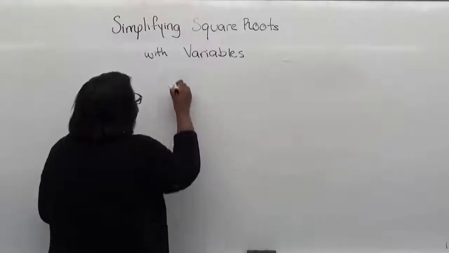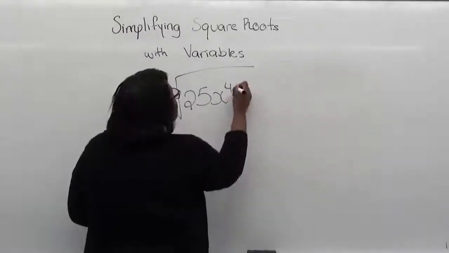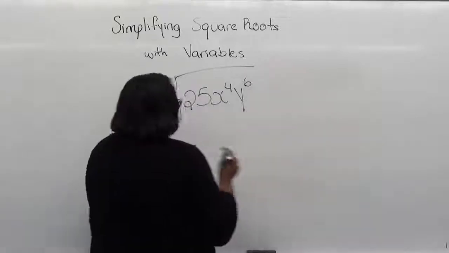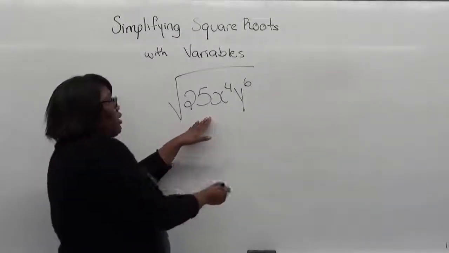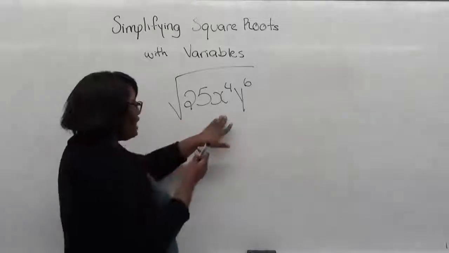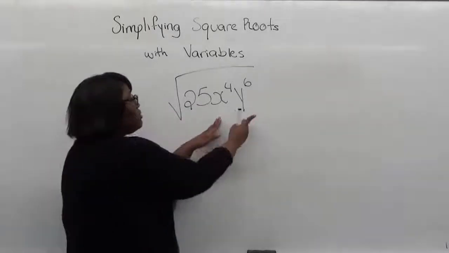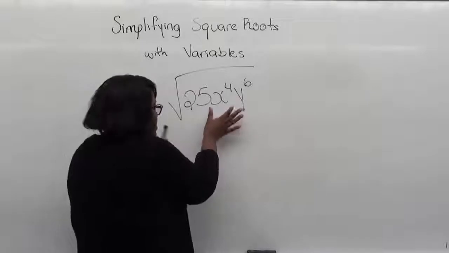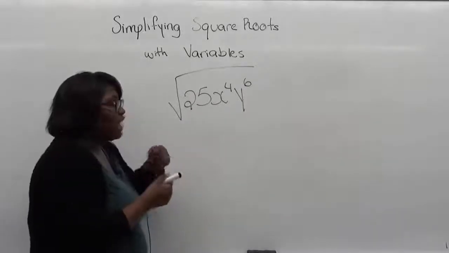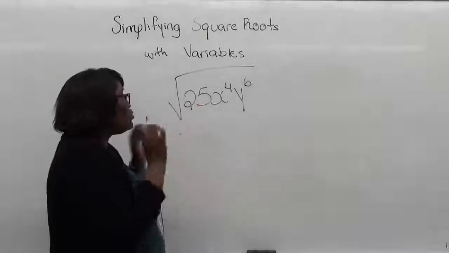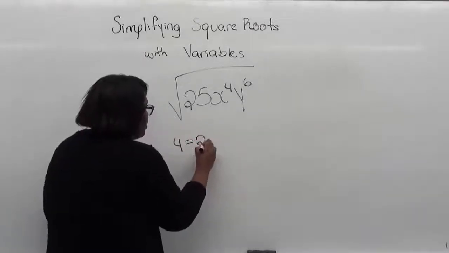Now, if you were to have the square root of 25 times x to the 4th times y to the 6th. Okay, here we have a number in front, so we still have to take the square root of 25. But here we have two different variables now. We have an x and we have a y. Since these are two different variables, we can't add their exponents, so we have to keep them separate. So first, let's try to take the square root of x to the fourth. Again, we know 4 is an even number. So two of the same number added together gives you 4, which would be 2. So 4 equals 2 plus 2.